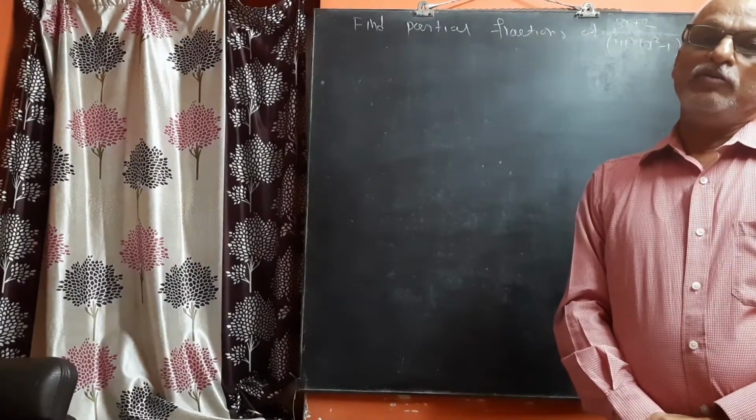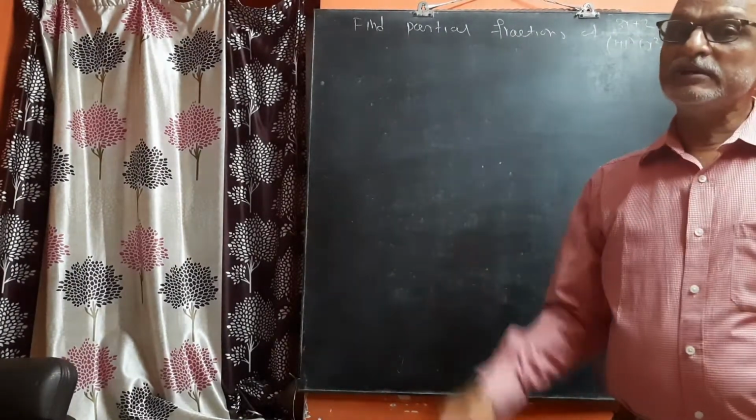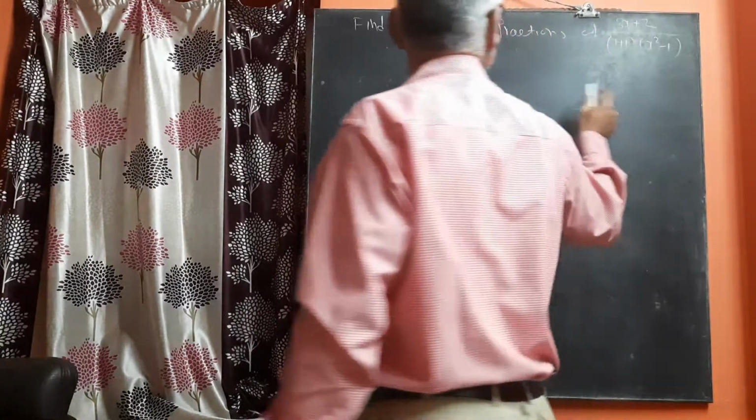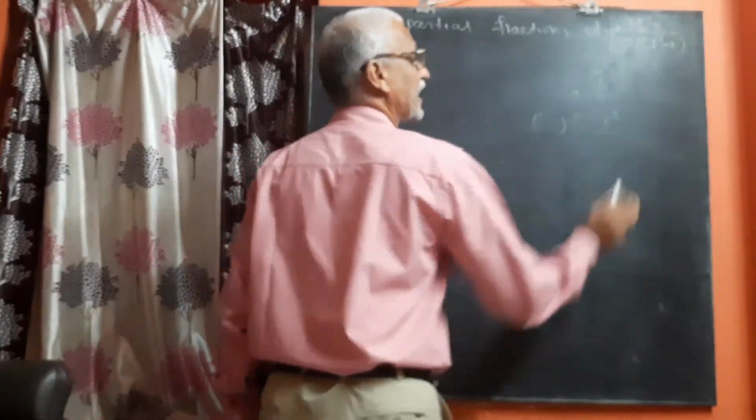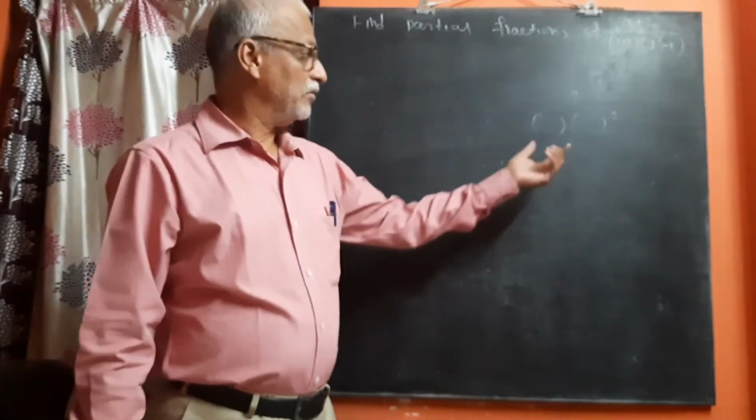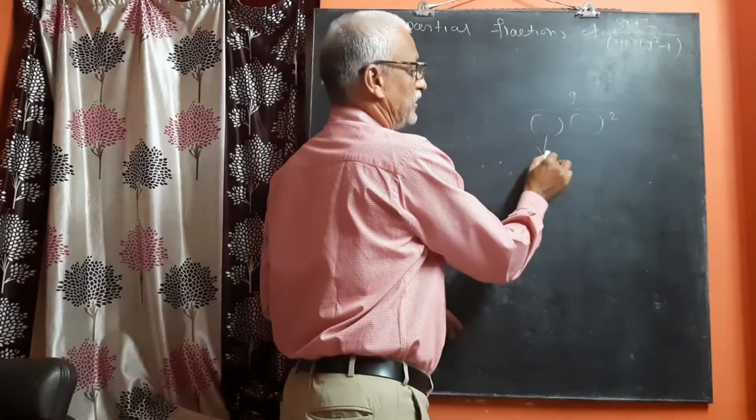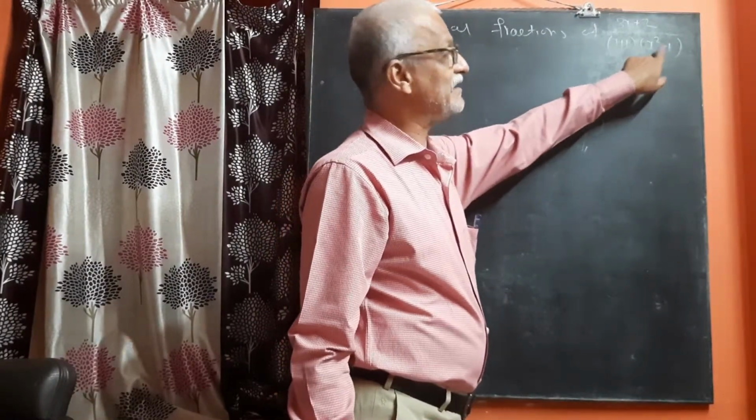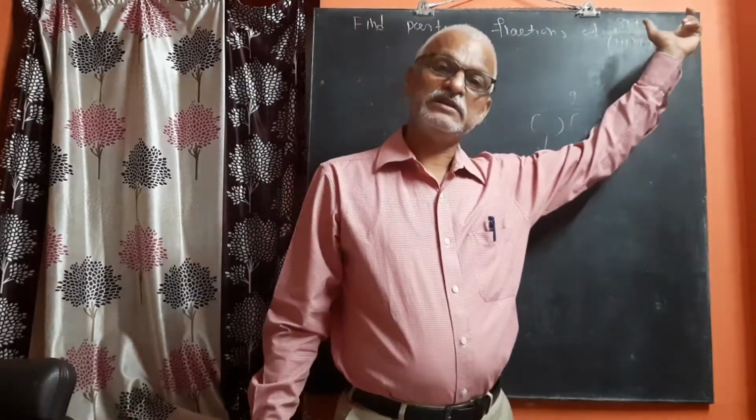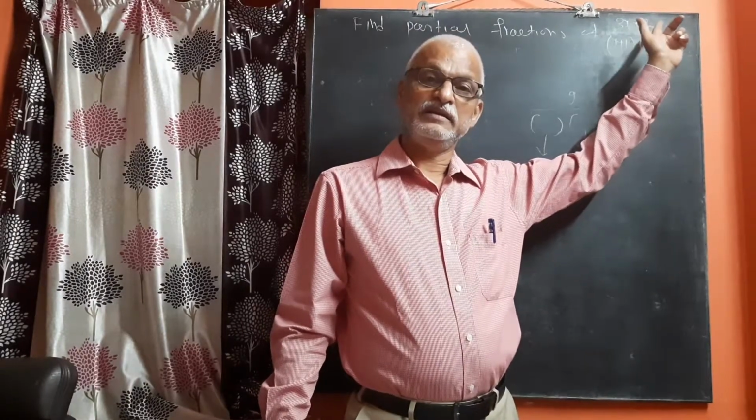What is the difference between this problem and the previous? In the previous case, it was, I think, 9 upon first and second the whole square directly. This is also linear. This was linear and this was linear. But in this case, this is linear and x square minus 1 is a quadratic equation. Square is there. So this is the quadratic equation.